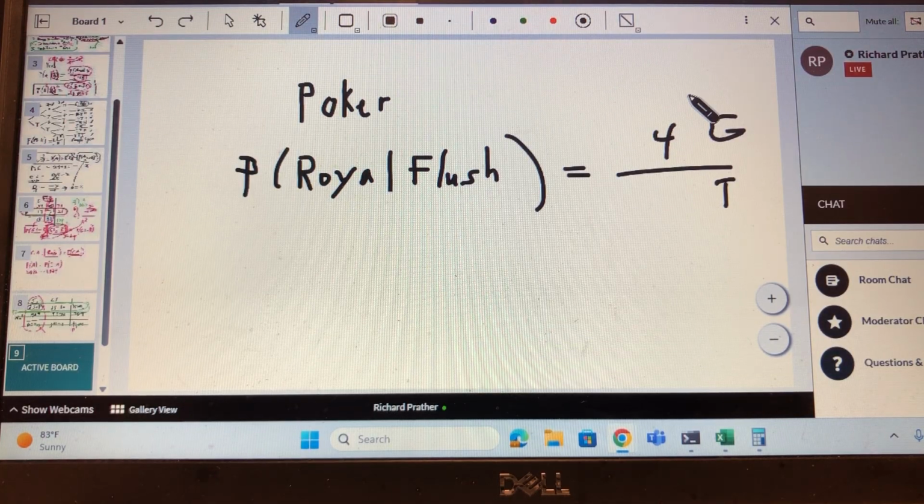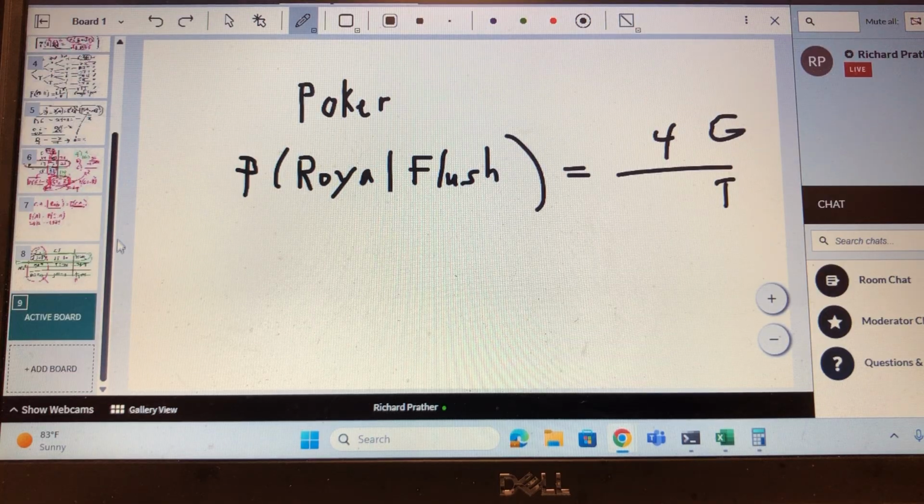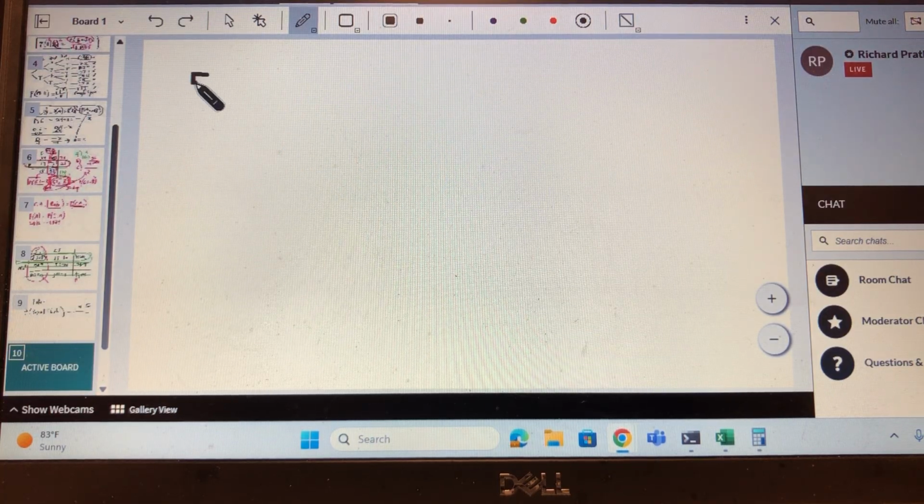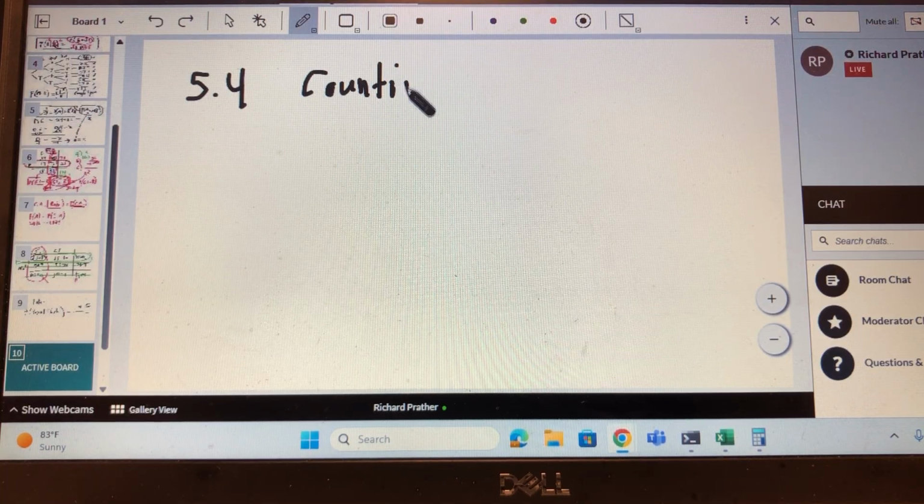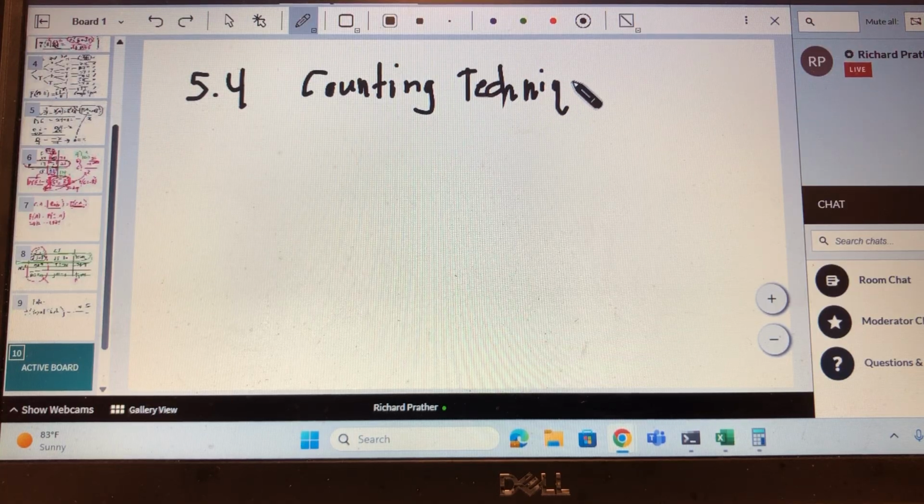So there's 3 what are called counting techniques in this section, 5.4. It's ways to do these really large cases many times. Now some of our homework answers are not extremely large, but that's where this is useful, when you get an extremely large number of cases for either the good or the total.